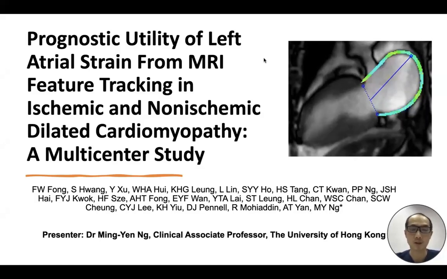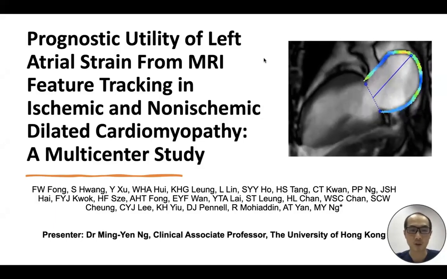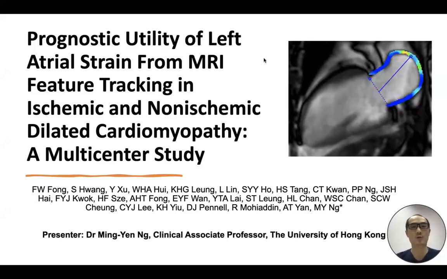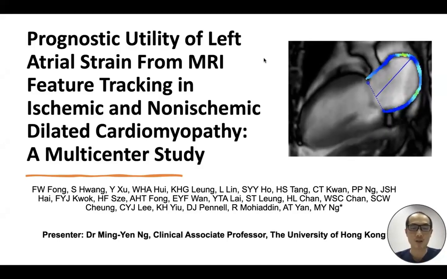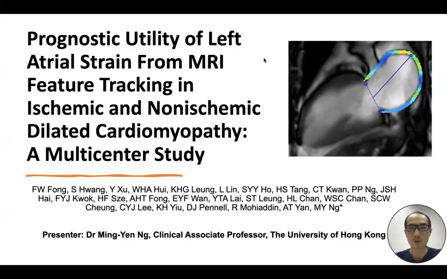My name is Dr. Ming-Yen Ng. I'm a clinical associate professor at the University of Hong Kong. The study I'm presenting today is the prognostic utility of left atrial strain from MRI feature tracking in ischemic and non-ischemic dilated cardiomyopathy, a multi-center study.